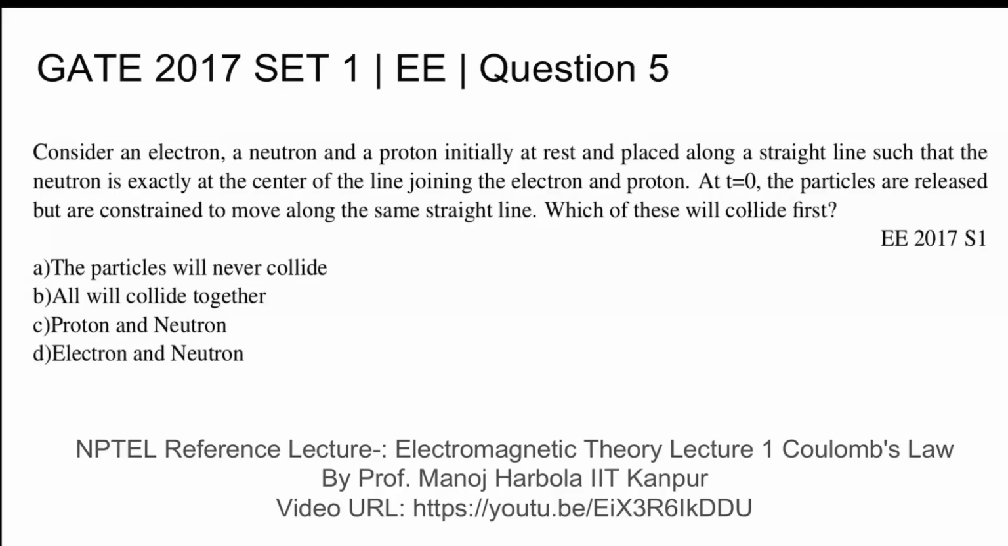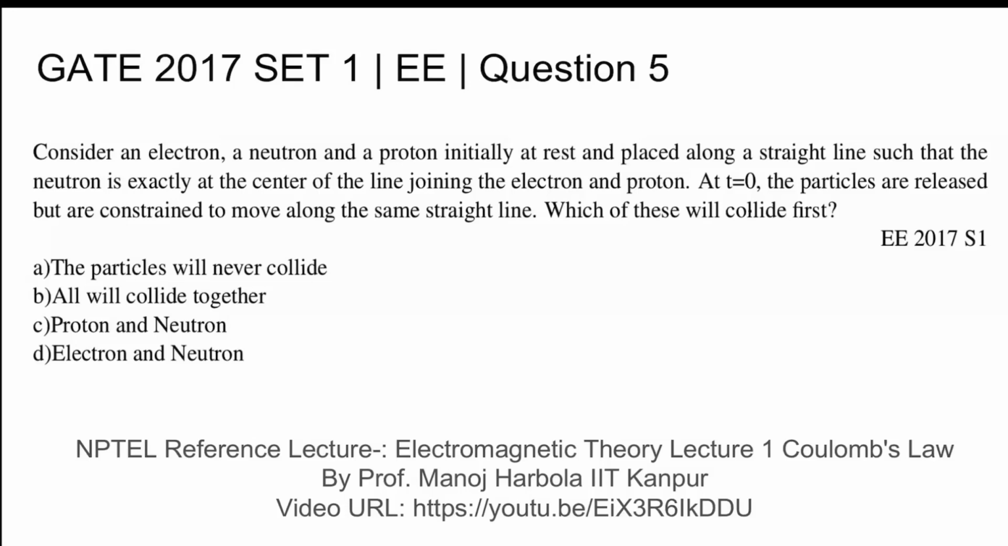K 2017 set 1 electrical question number 5. It is given that, consider an electron, a neutron and a proton initially at rest and placed along a straight line such that the neutron is exactly at the center of the line joining the electron and proton. At time equal to 0, the particles are released but are constrained to move along the same straight line. That means initially they were held by some external means, and at time equal to 0 they were released.